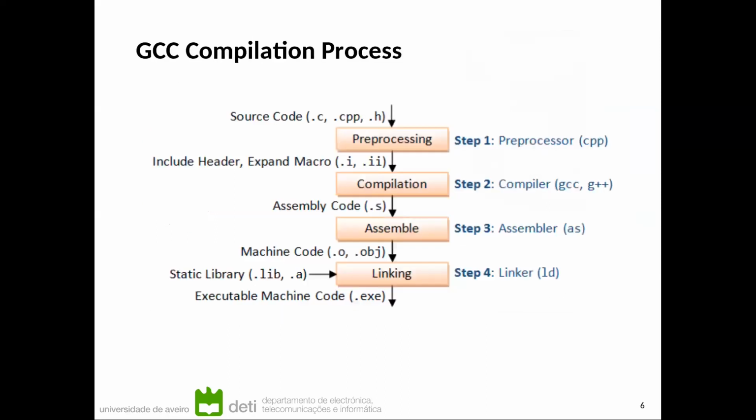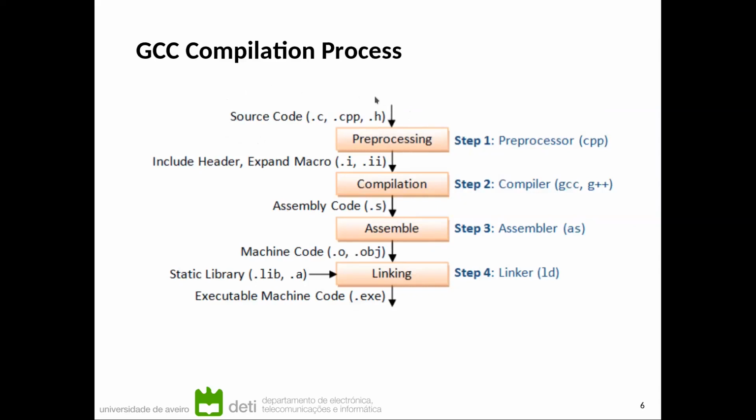Now, how does the GNU-C compiler work? So the process is described here. We start with the source code. It can be a C file, a C++ file, or a header file, a .h. And the first step is called pre-processing. That's done by a program called CPP, or by invoking GCC with special switches.